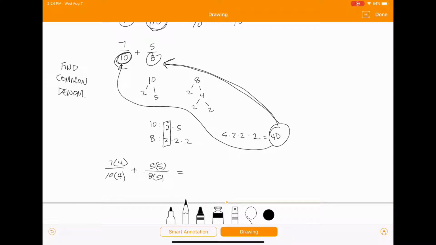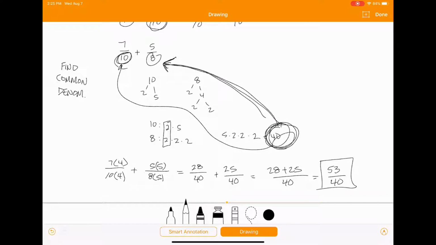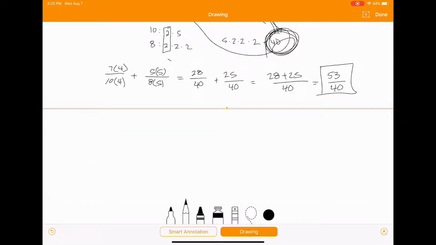So we're going to get that equals 7 times 4 is 28 all over 40 plus 25 over 40, which is going to be equal to 28 plus 25 all over 40, which is going to be 53 over 40. And that's going to be our answer. So again, you want to find your least common multiple. Make that your new denominator and then perform your addition. And same goes for subtraction as well.